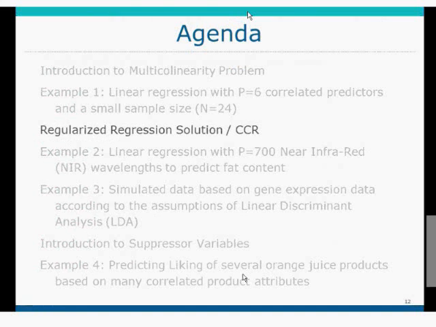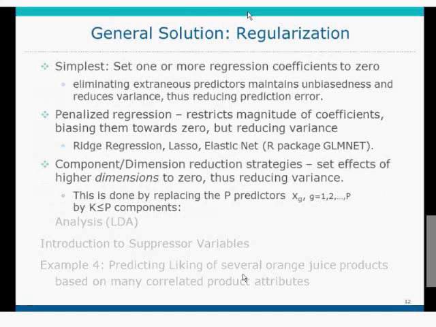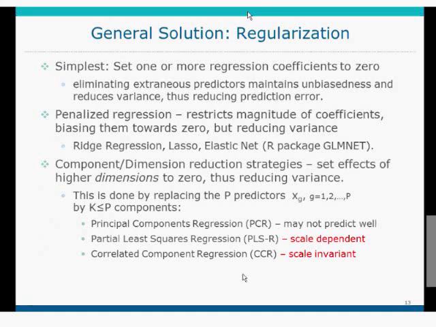Okay, so the general solution is regularized regression. So what is regularized regression, and what is correlated component regression in particular? Again, the general solution to this problem is regularization. The simplest way to obtain a regularized solution is to set one or more regression coefficients to 0. However, it's difficult to determine which ones should be set to 0. But I just want to mention that that is a regularization approach.